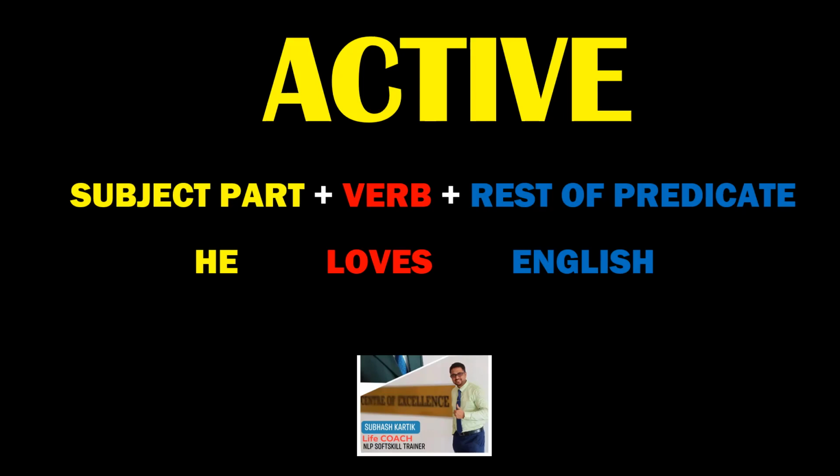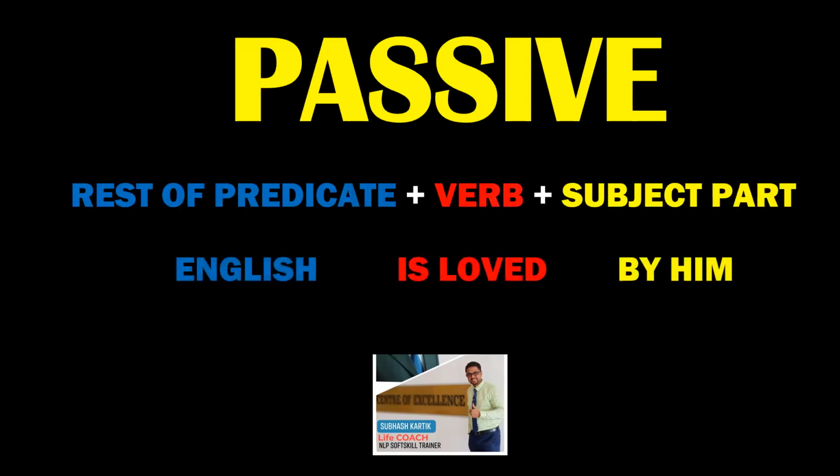Now English is. Then you have to use main verb in the V3 form. English is loved by him. Always you have to use verb in the V3 form. Then you have to put one connector by and then he का क्या हो जाएगा? Him.